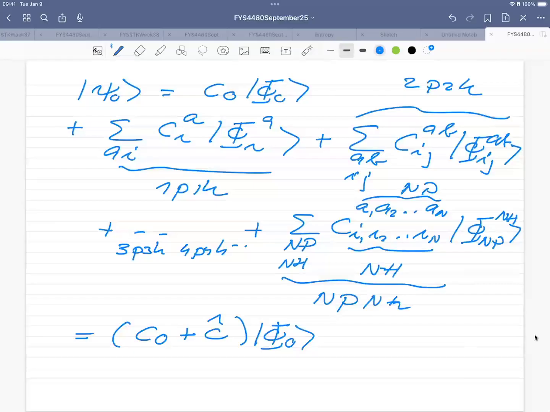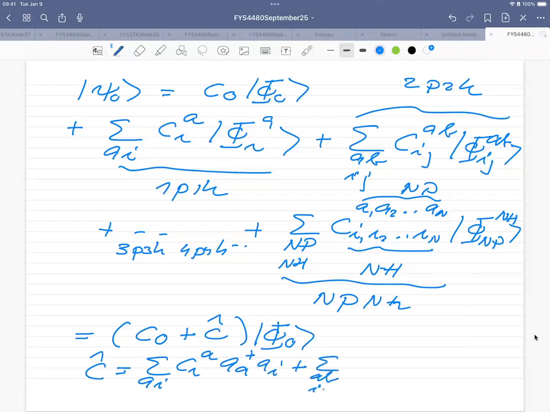So we are correlating different Slater determinants through the Hamiltonian matrix, through the Hamiltonian operator. So this operator C is now a sum over, if we just write it in more detail, it's an operator. It has these coefficients. It has AA and AI plus, and then there is a sum over AB, IJ, and then I have the coefficient Cij, AB, and then I have creation and annihilation operators. And this just continues, plus plus.